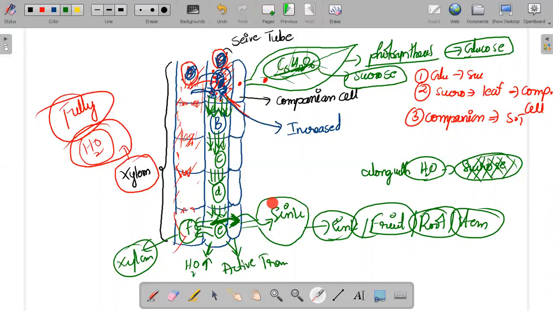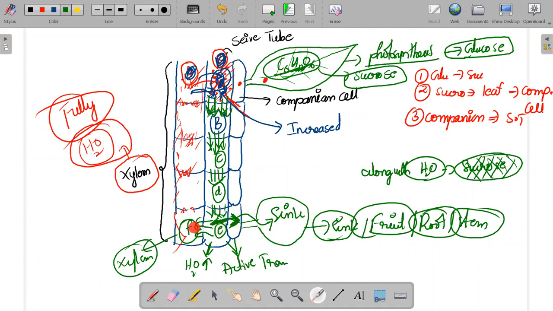So what I was trying to tell you in the starting class is that this has a bidirectional nature. Whatever the phloem transport is, it can be bidirectional. How bidirectional? The sink can become the source and the source can become the sink. In the summer season, whatever food material is stored in the sink can enter into the companion cells, and it can enter into the sieve tube.